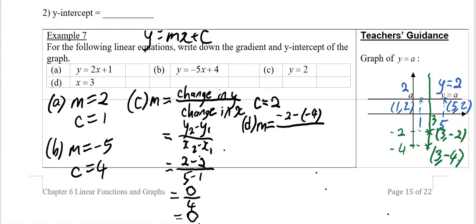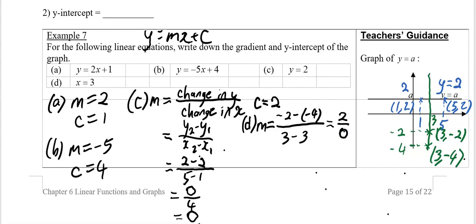So I can have -2 minus -4, and at the bottom is actually 3 minus 3. So this actually gives me -2 minus -4, minus is actually plus. So -2 plus 4 is actually 2 divided by 0. Now, if I have a denominator as 0, what happens? Yes, it basically means that the gradient is undefined.